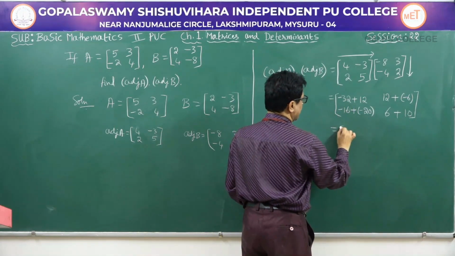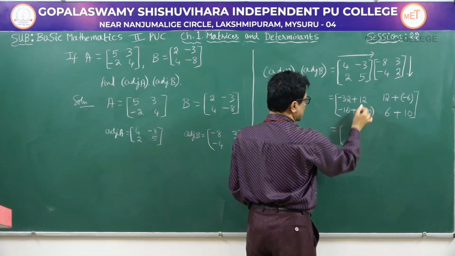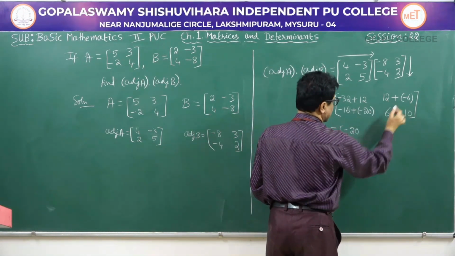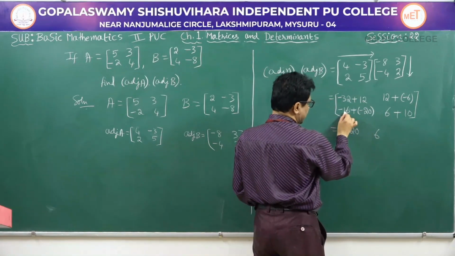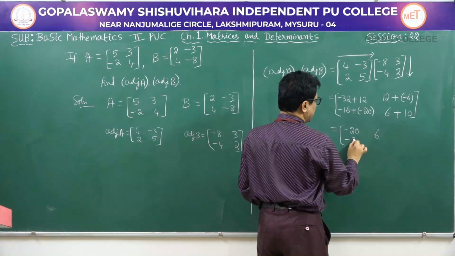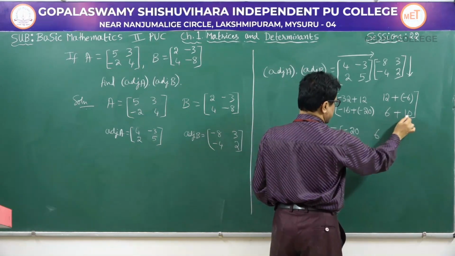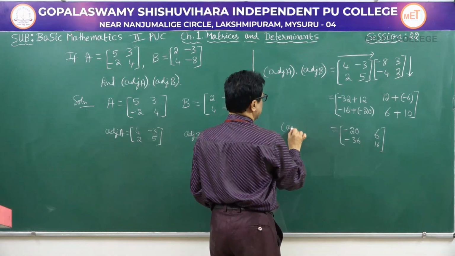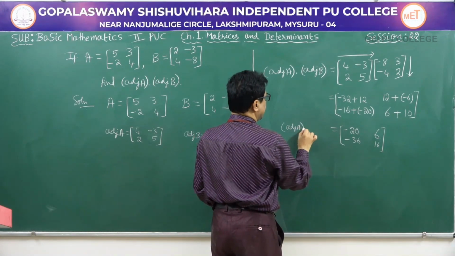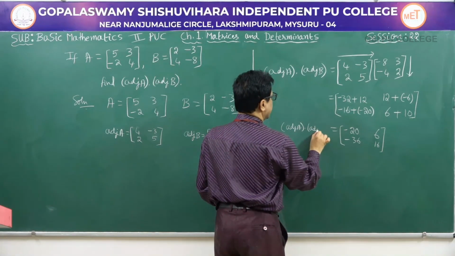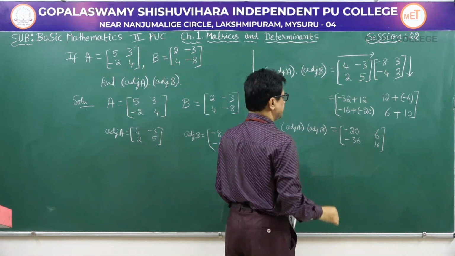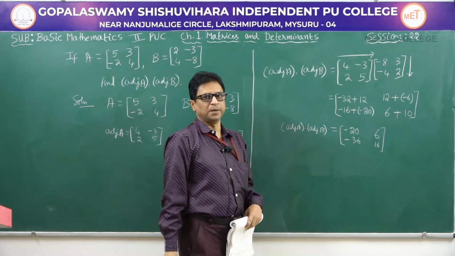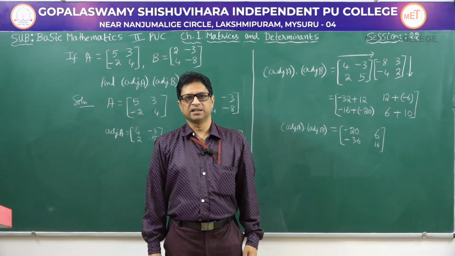So that will be equal to minus 32 plus 12, we get minus 20. 12 minus 6, 6. Minus 16 minus 20 is minus 36. 6 plus 10 is 16. So that is adjoint A into adjoint B. That completes this problem. Okay, thank you.